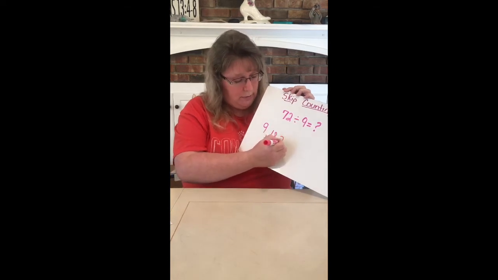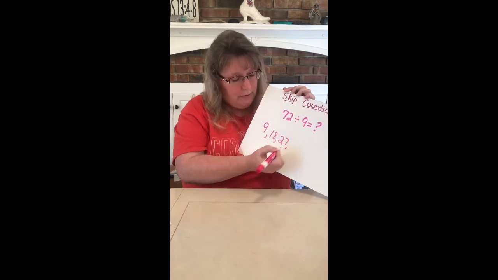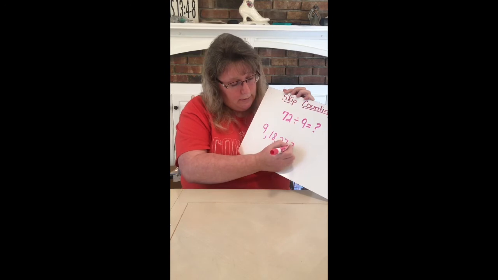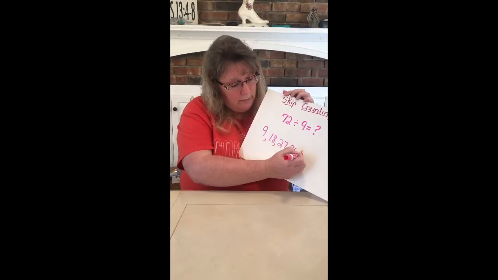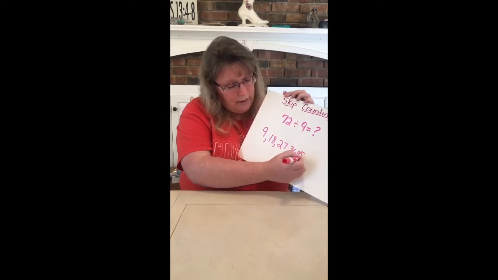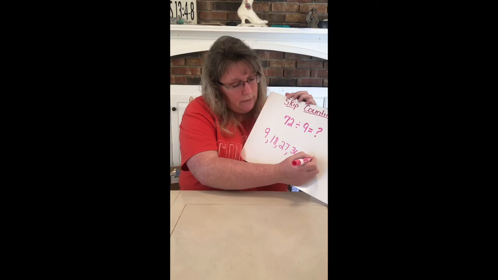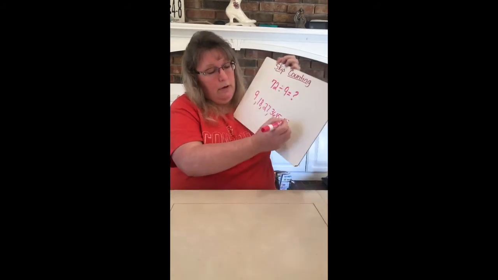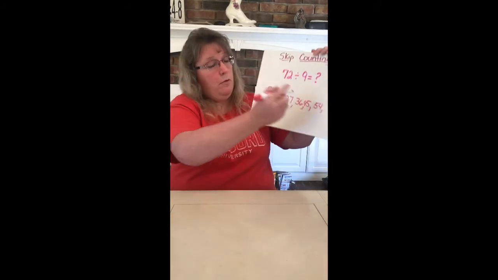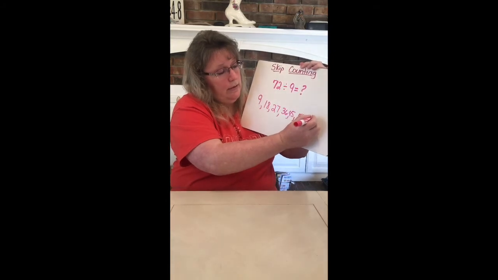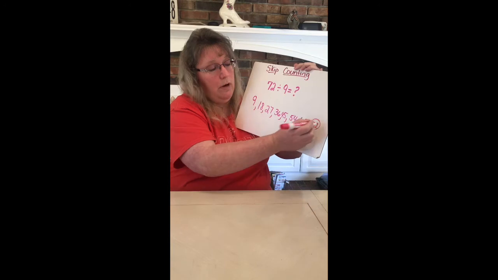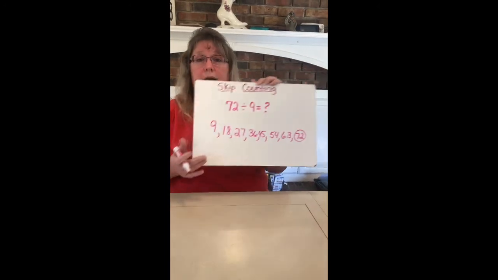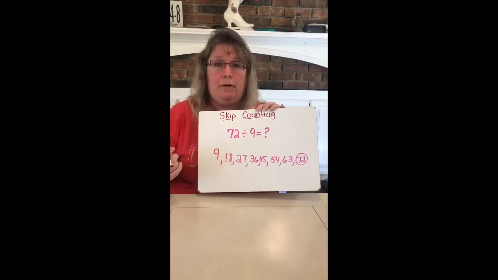9 more is 27. 9 more is 36. 9 more is 45. 9 more is 54. 9 more is 63, and then 9 more is 72. We got where, that's our stop. I put a little stop circle around it, means that's my stop sign, okay?